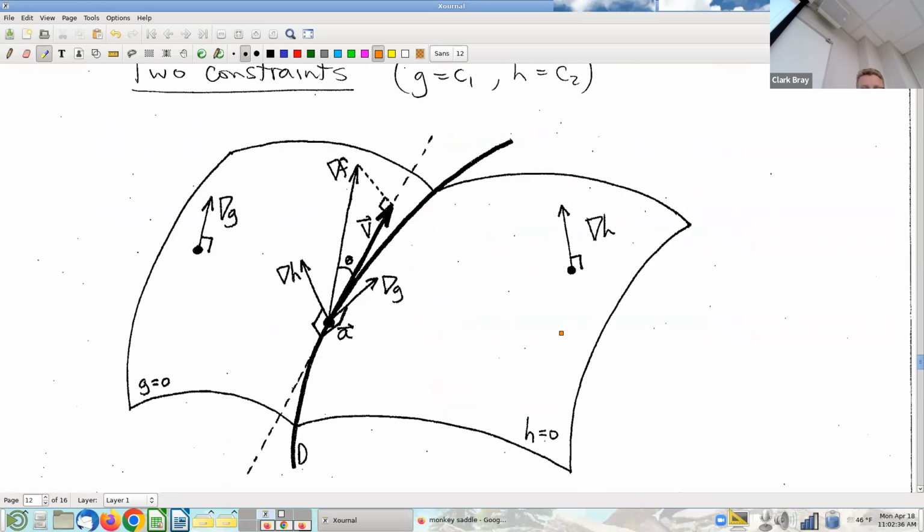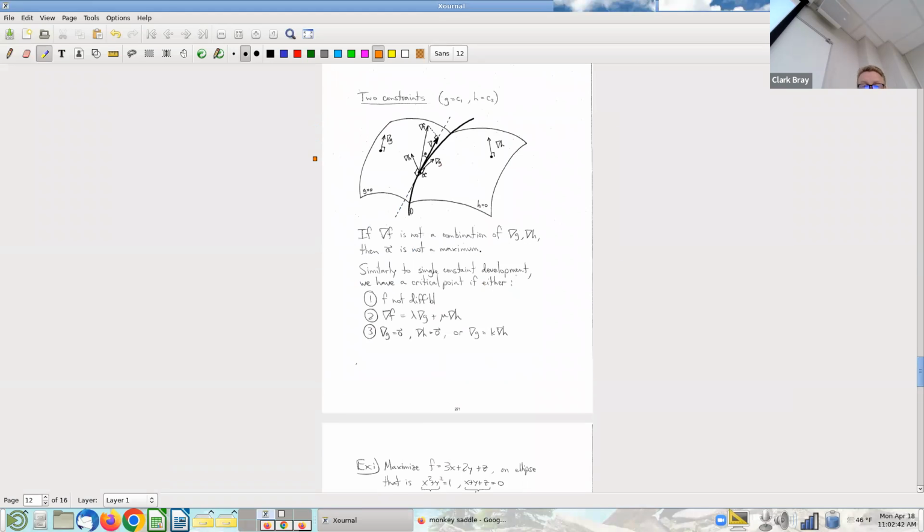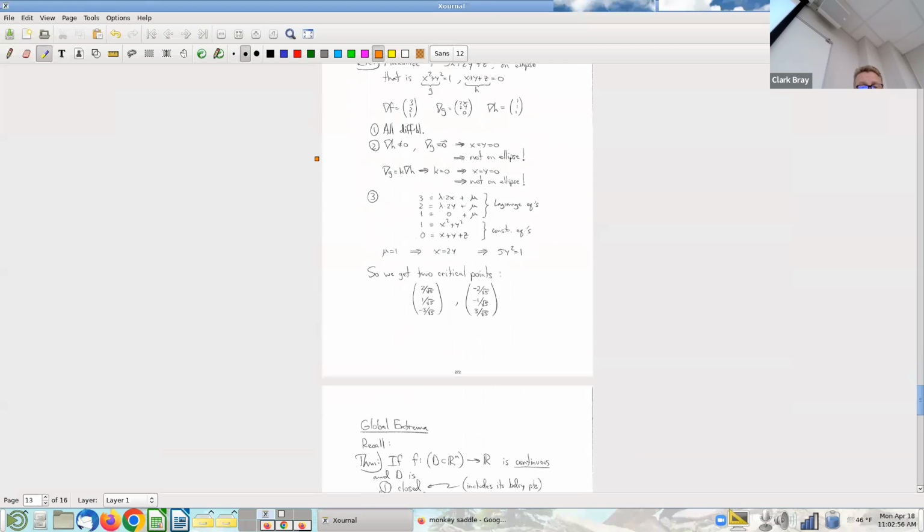So first, I want to observe the next pair of pages, 2 constraints, you're not responsible for. We're not doing that in this course. You can ignore these 2 pages. If you're curious, give them a look. The real world is full of 2 constraint scenarios, but we're not going to cover it in this course.